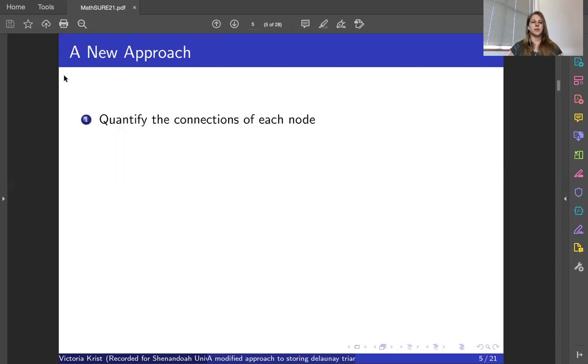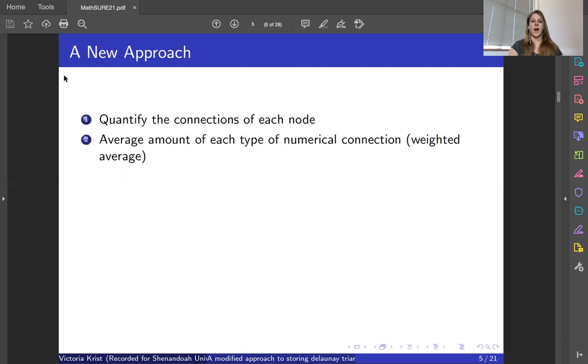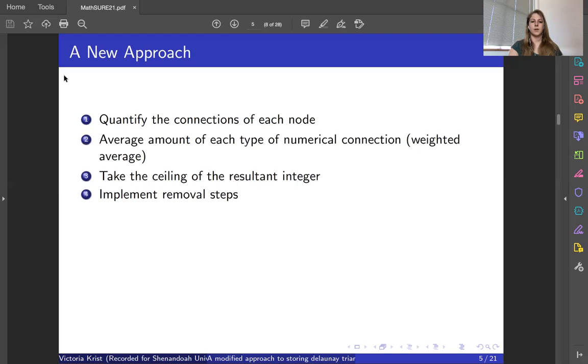With this, my research consisted of investigating the relationship of resultant triangles after a new data removal method post-Delaunay triangulation. This was done in hopes of reducing the amount of data necessary for matching between an input and template data set. This started with quantifying the connections of each node, also known as the degree of the node, averaging the amount of each type of numerical connection, also known as the weighted average, taking the ceiling of the resultant integer, and using this as the threshold. This is used to implement the removal steps.